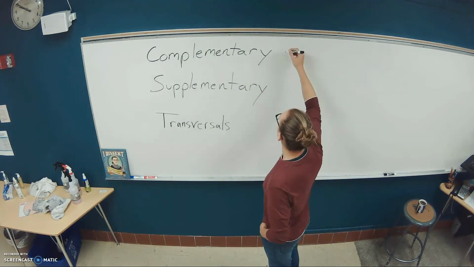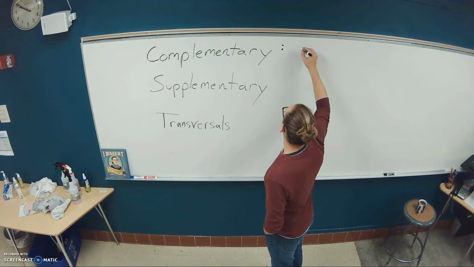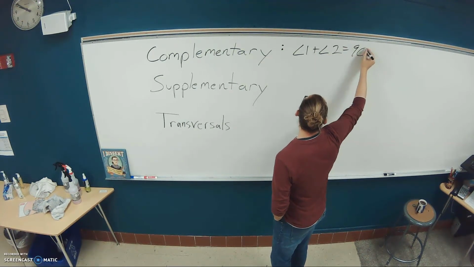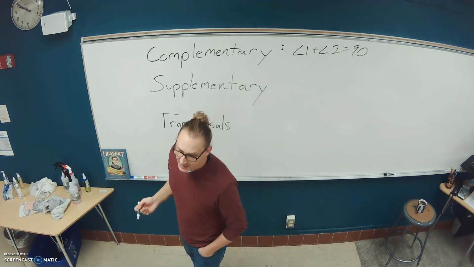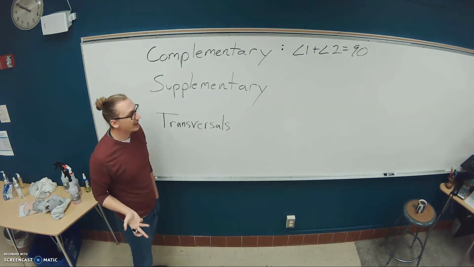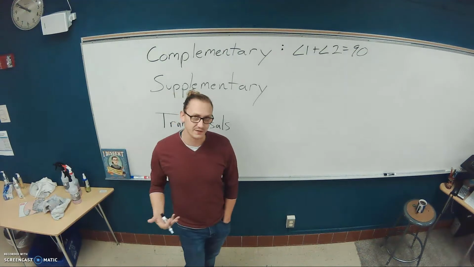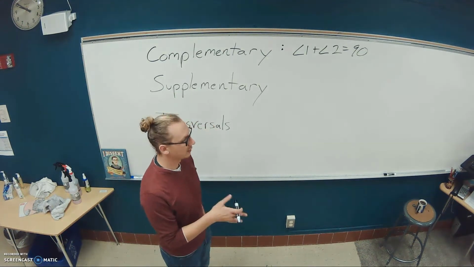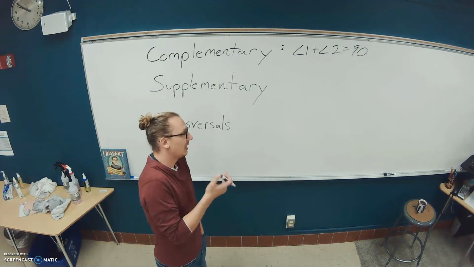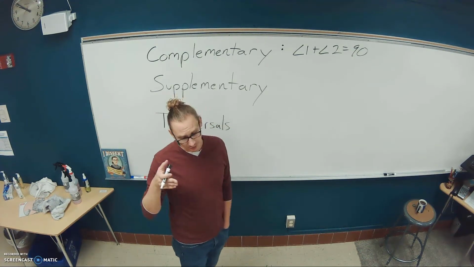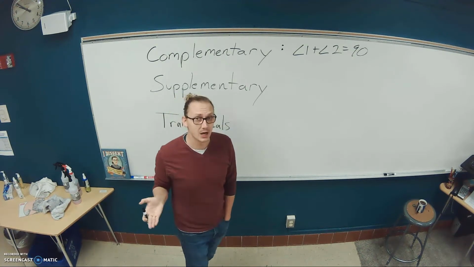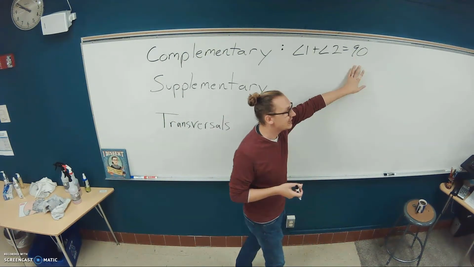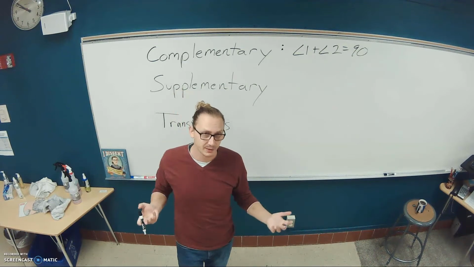So complementary. If two angles are complementary, that means that angle 1 plus angle 2 is 90 degrees. Now there are a whole bunch of ways that we can have two angles be complementary. If one is 50 degrees and the other is 40, they're complementary. If one is 30 and one is 60, if one's 45 and the other is 45, if one angle is 1 and the other angle is 89, those will be complementary. So any two angles that add together to give me a 90-degree angle will be complementary.